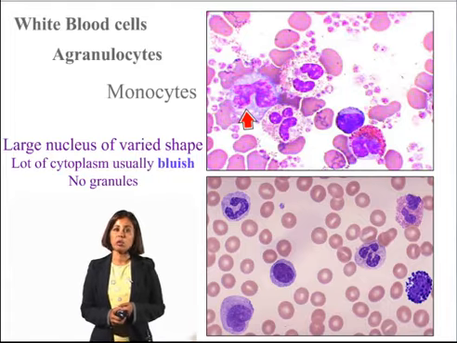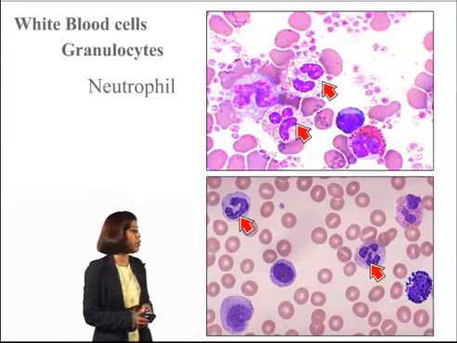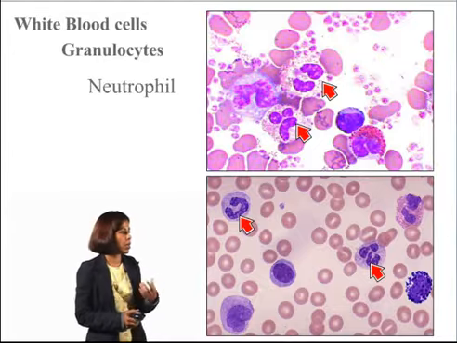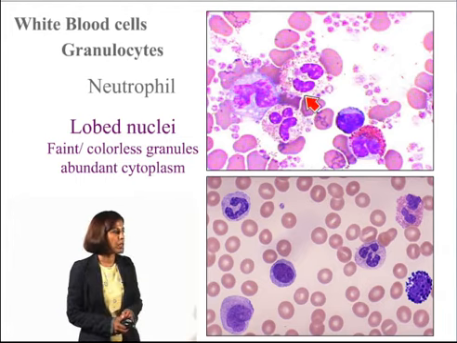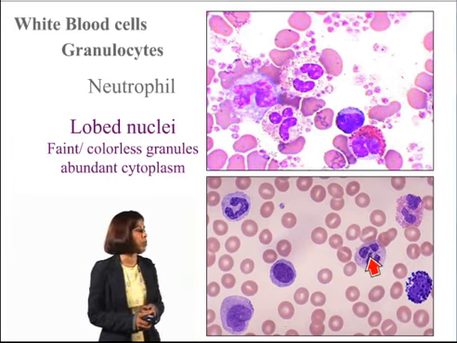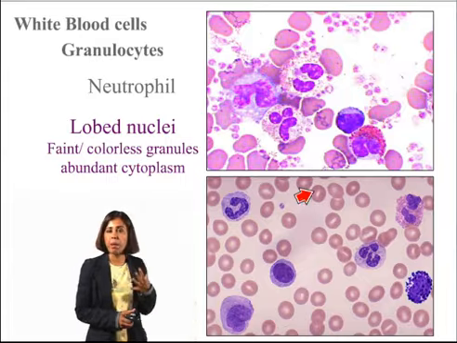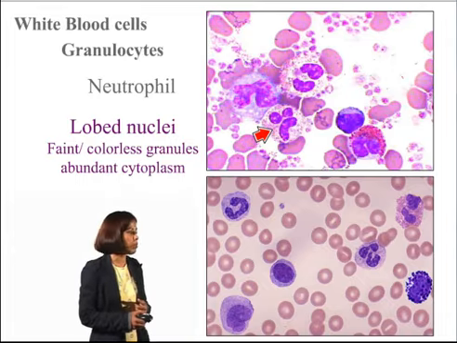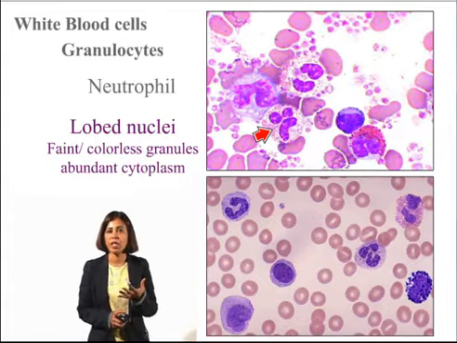We now move on to granulocytes, and the first one we are going to do is neutrophils. And you can see the arrows pointing to various neutrophils, and look how different each one looks. But what is classic about the neutrophil is that they have lobed nuclei. Usually you have 3 to 5 lobes. It may be that in some of them the lobe is not clearly seen, or it may just have 2 lobes. And they have abundant cytoplasm, and you also see faint colorless granules present in the cytoplasm. So the granules in the cytoplasm are very, very faint and colorless.